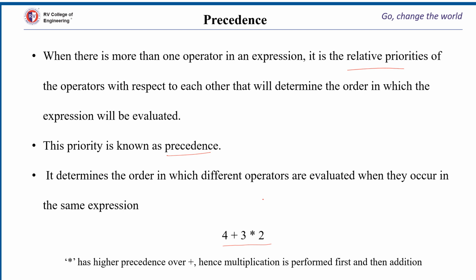Now let us go back to our previous expression, 4 plus 3 into 2. As per the C language, multiplication has higher precedence when compared to plus. This tells us that 3 into 2 must be computed first, and to that we need to add 4. The result of this expression is 10.